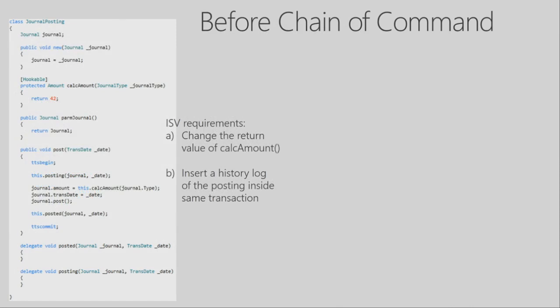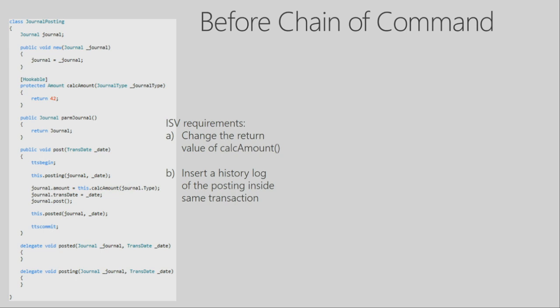Before chain of command, that was the old way of doing it. The newer way of doing it was for the application teams to add extensibility into things. And this is before we had this chain of command capability. So the application teams would take that class and they would add some delegates. You can see those delegates are posted and posting down the bottom. They would add a hookable up the top. They would add a public member for getting access to that journal member. And they would make it more extensible.